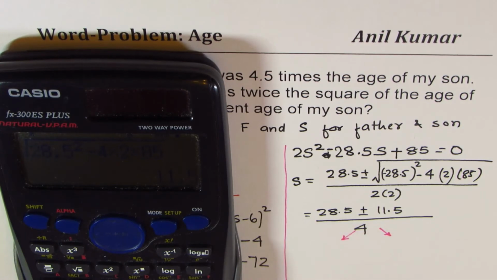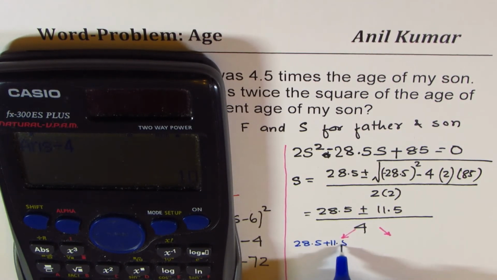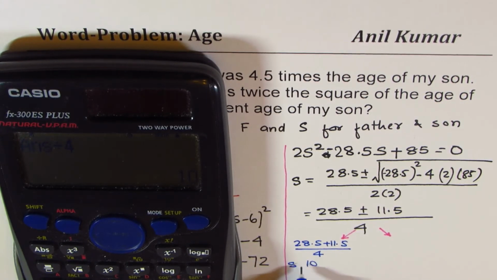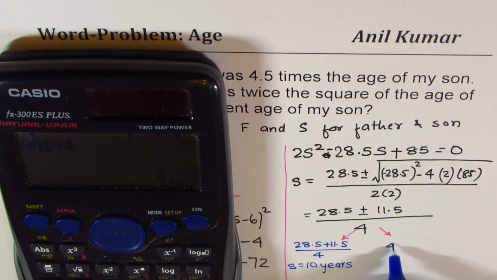Let's figure this out. So if I add 28.5 and 11.5 and then divide by 4, I get 10 as my answer, right? So s equals 10 years. Okay, now let me do it by taking away. 28.5 take away 11.5, and then if I divide by 4, I get 17 divided by 4, which is 4.25.